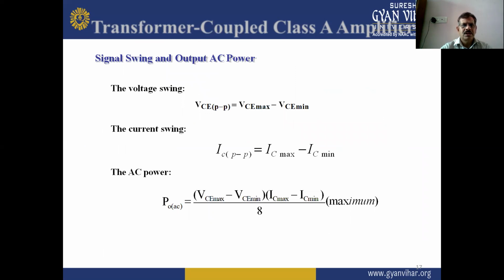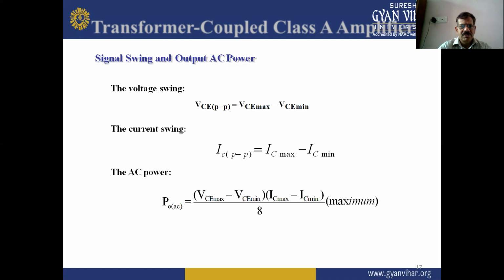Signal swing and output AC power: the total voltage swing VCE peak to peak equals VCE max minus VCE minimum. Here VCE is the voltage across the collector to emitter. Next is the current swing: IC peak to peak equals IC max minus IC minimum, where IC is the collector current.